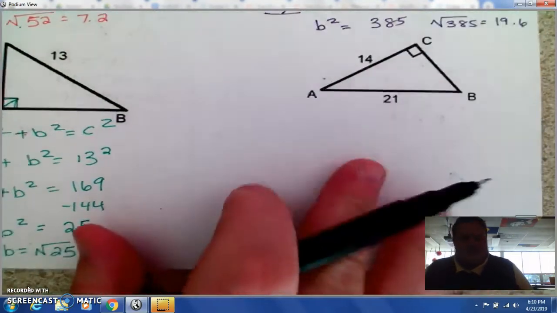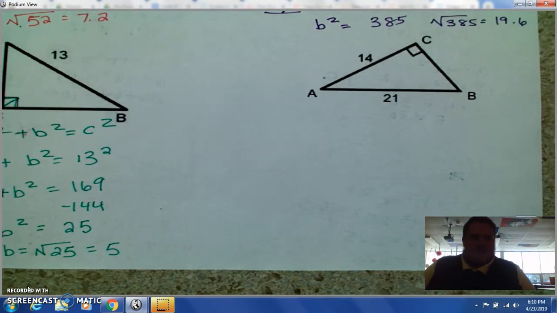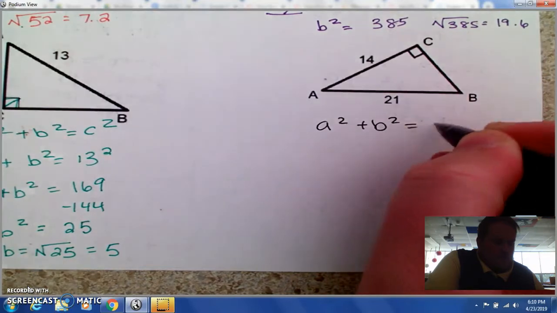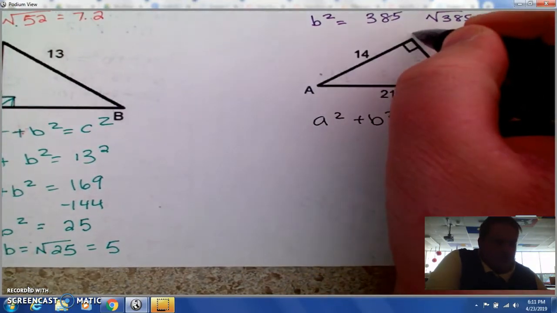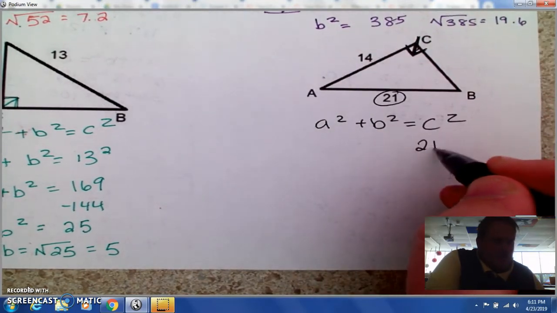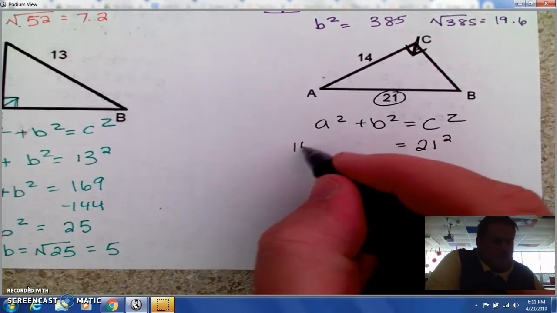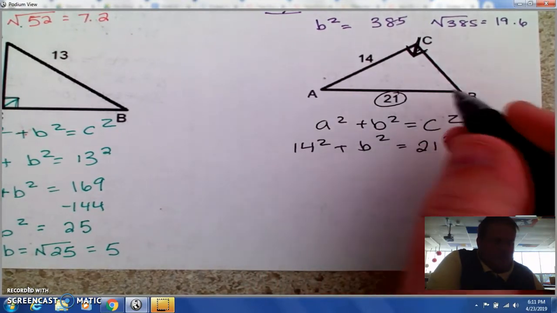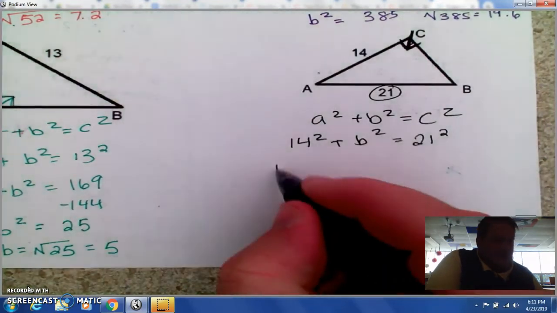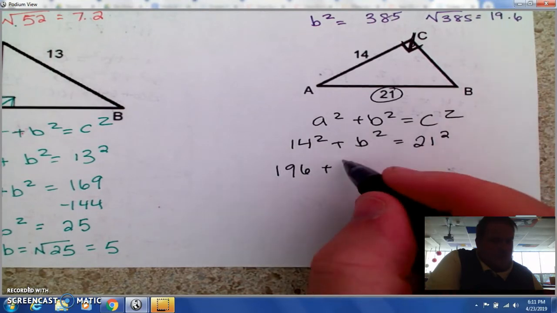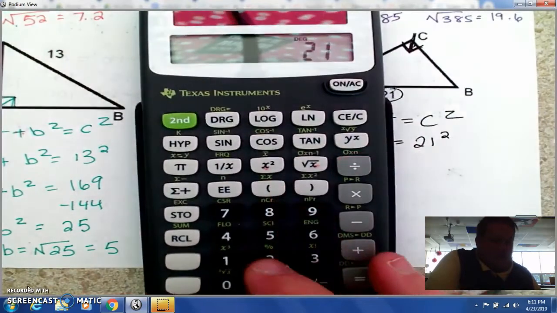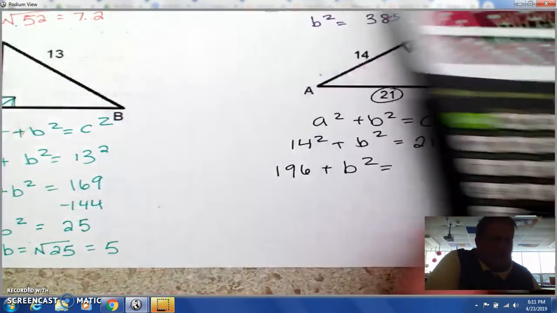So let's look at this problem here. A squared plus b squared equals c squared. Here's our little arrow, that little box thing points to our c. So 21 is our c. 14 squared plus whatever b squared is equals 21 squared. 14 squared gives me 196 plus whatever b squared is. And 21 squared, put 21 in my calculator, 441.